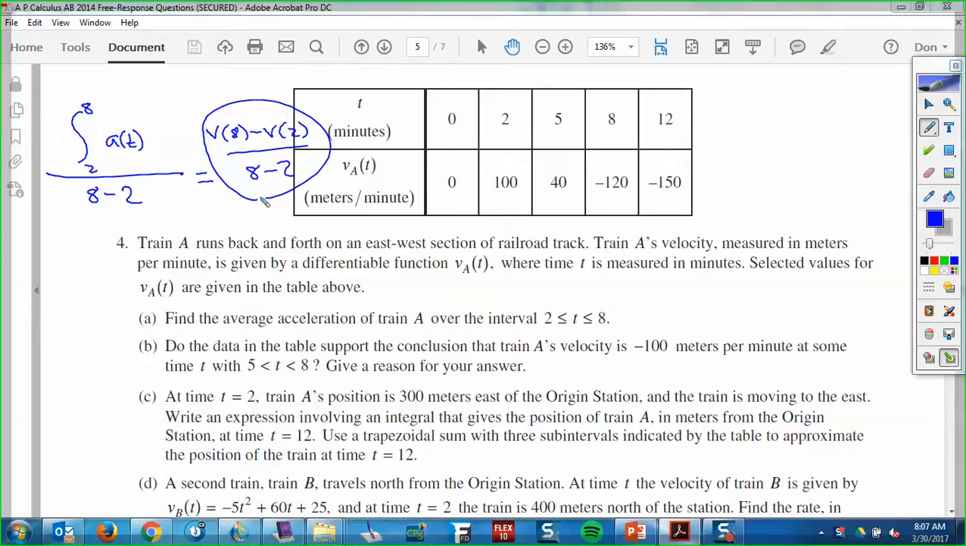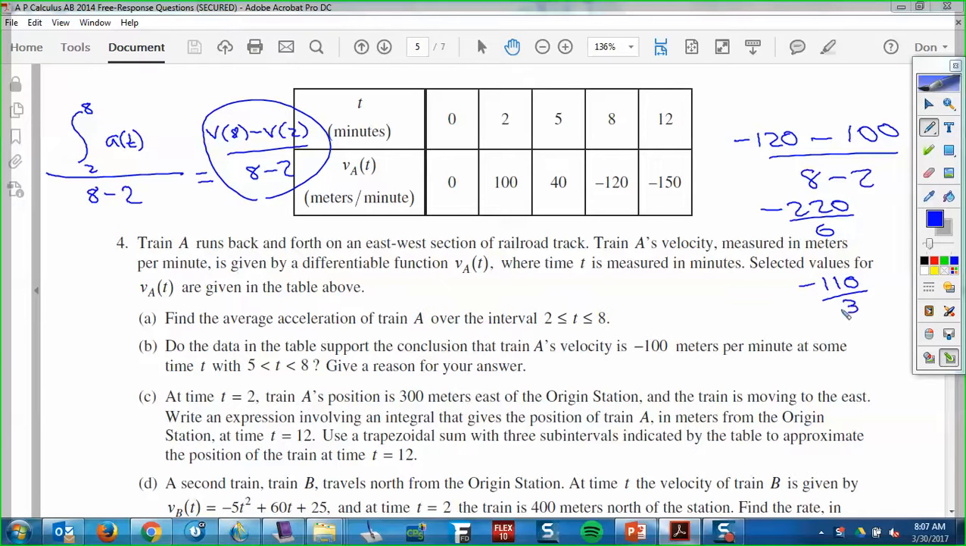You probably just thought of that, which is fine, because the average acceleration can be meters per minute squared. So we're going to take negative 120 minus 100 over 8 minus 2, and what is that? Negative 220 over 6, right? On the AP test, you could actually leave it at that point. You would not have to reduce that. Negative 110 over 3 probably would reduce.